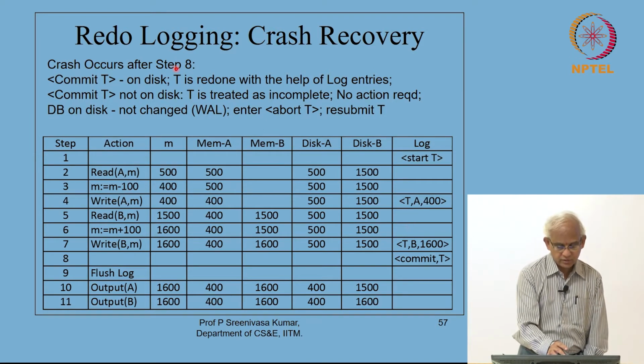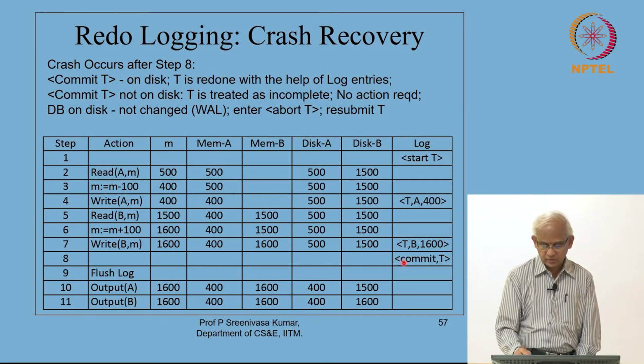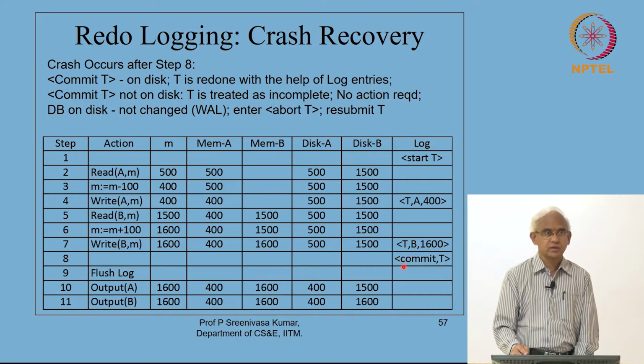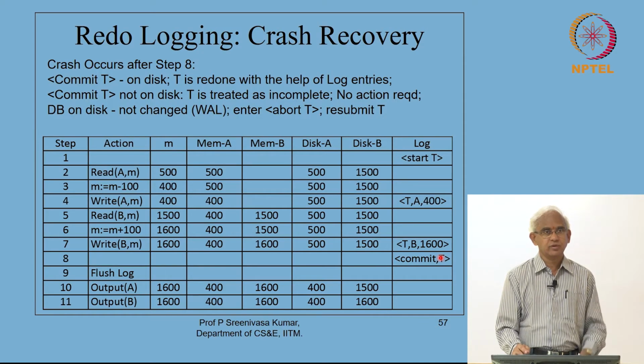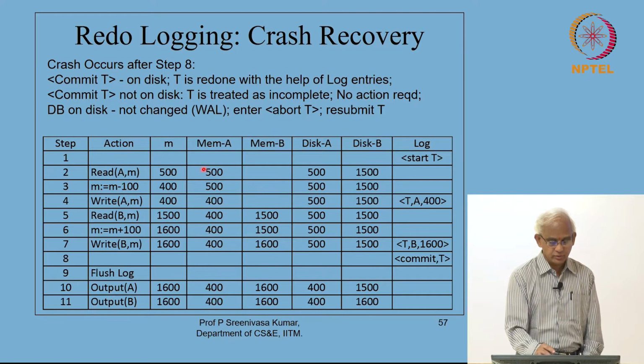Now let me change the slide. So a crash occurs after step 8, somewhere here. Again, there will be two cases here. Whether the commit T record itself has reached the disk or not will basically decide the fate of the transaction. If the commit T record has reached the disk, then we will deem it as committed and then we will redo the work.